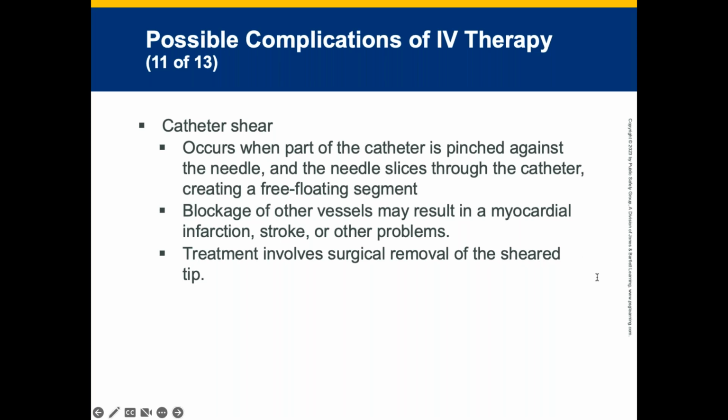Patients who have experienced catheter shear pulmonary artery occlusion may present with sudden dyspnea, shortness of breath, and the possibility of diminished lung sounds. Treat the same way you would with an air embolus and try to obtain an IV line in the other extremity.